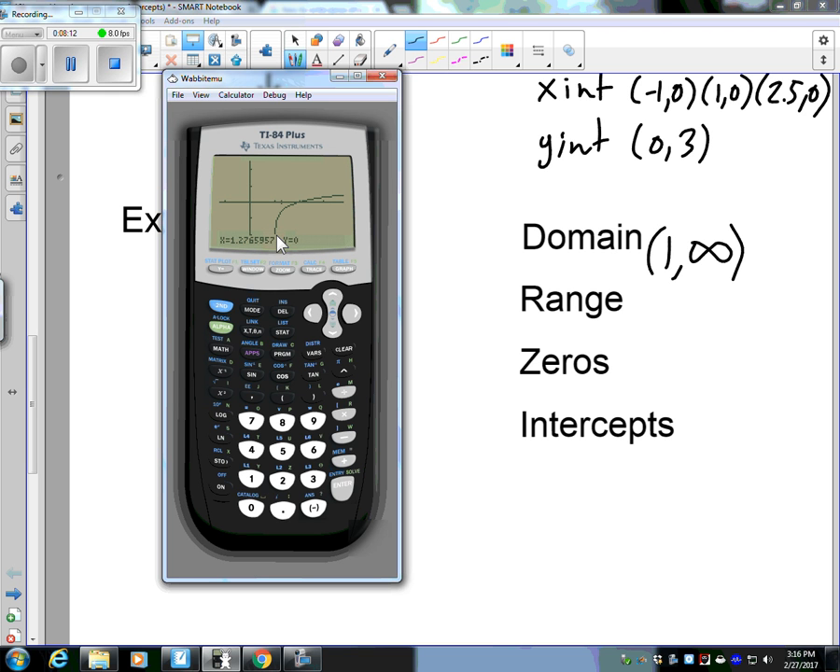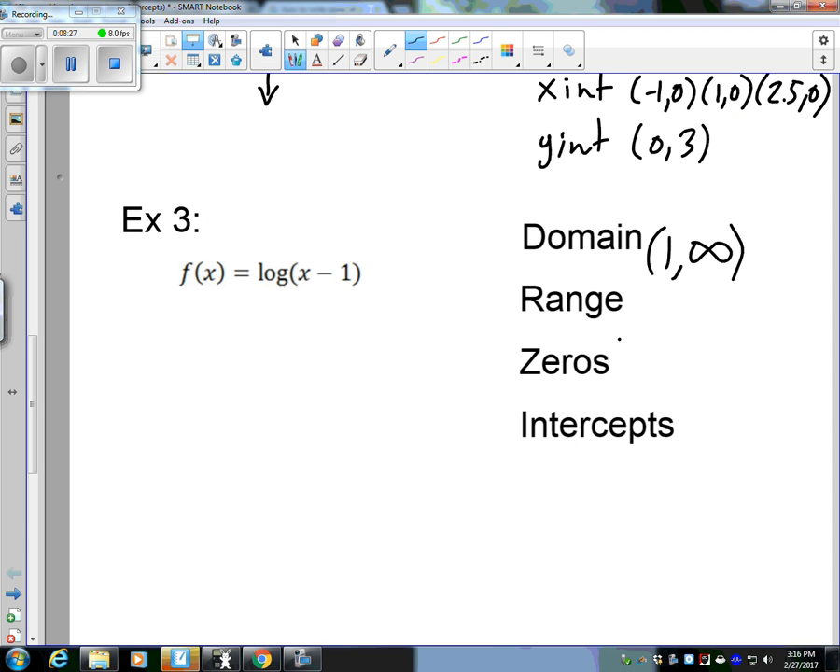Range. So this part, you have to know the graph isn't very accurate when it's drawing this. Range, the tail of this log function goes down forever and ever. So the range starts at negative infinity, and it'll keep going up and up and up as it goes to the right forever to infinity. So the range in this case is negative infinity to infinity.